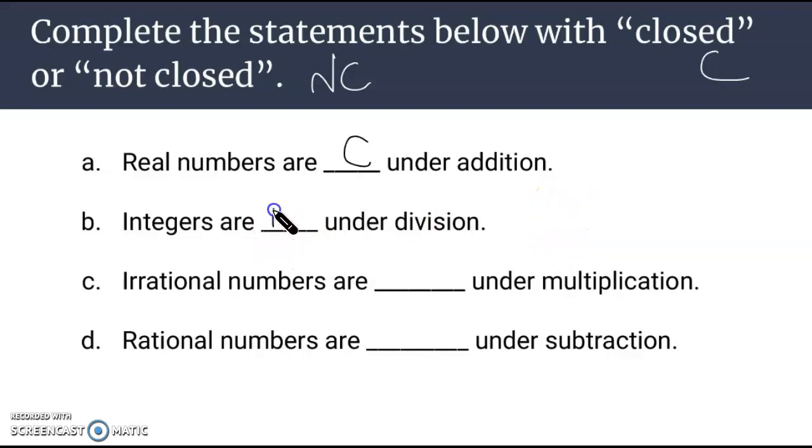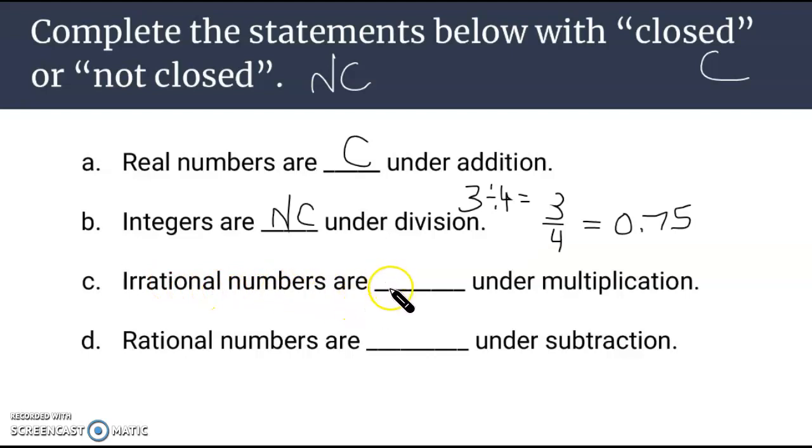Integers, however, are not closed, NC, under division. That's because here's an example that proves that. 3 divided by 4. 3 is an integer, 4 is an integer. However, I could express it as 3 over 4, which is a rational number, or the decimal 0.75. Both of those are rationals, not integers. That's why we say not closed.